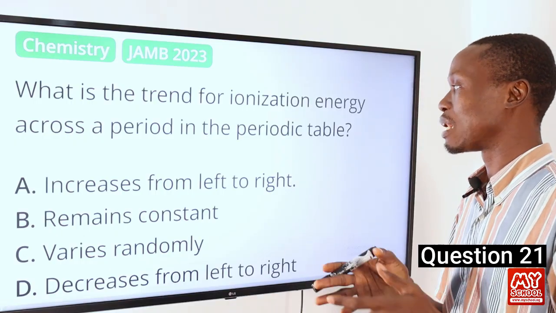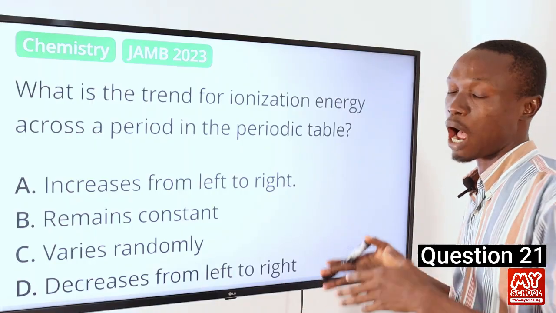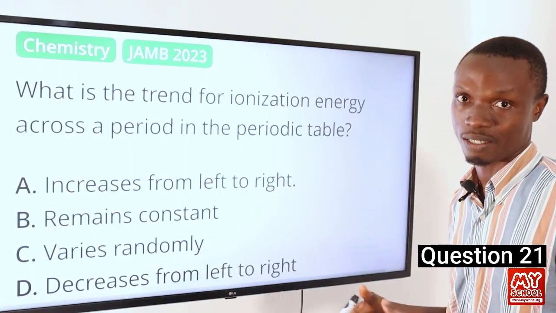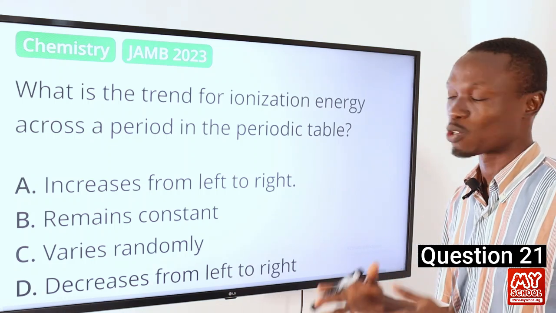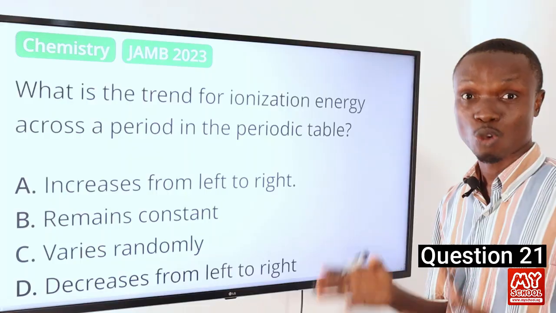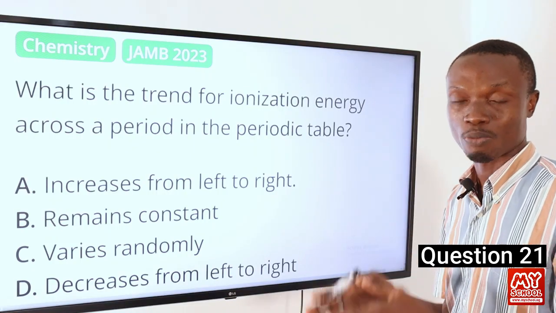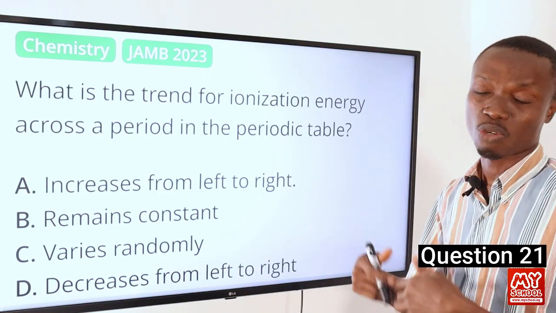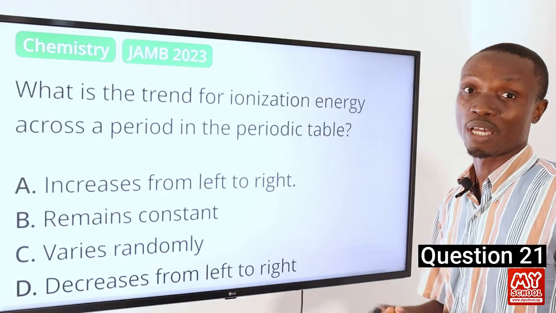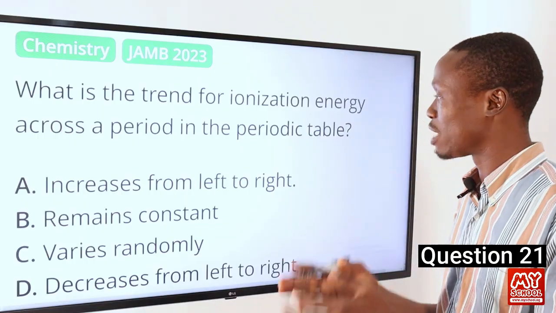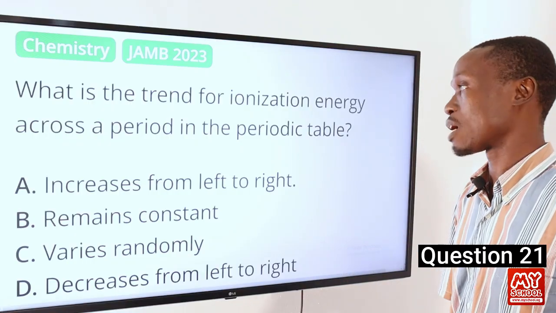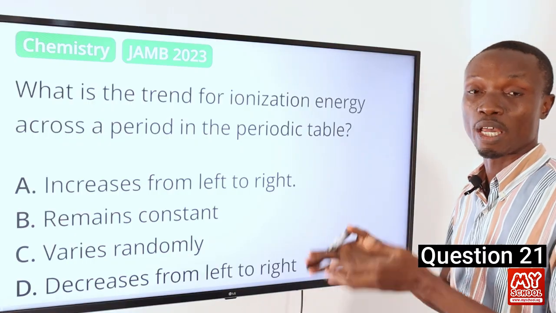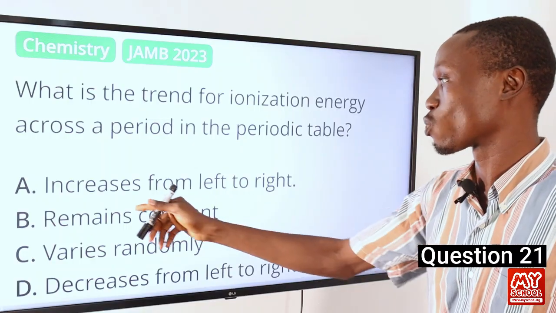As you move from left to right on the periodic table, ionization energy actually increases. The reason for that is the decrease in atomic size. As you move from left to right, atomic size decreases, or you can see it as a result of an increase in nuclear charge. As nuclear charge increases, that in turn causes the ionization energy to increase. So the answer to this question is option A.